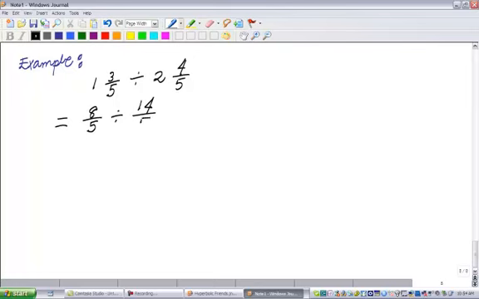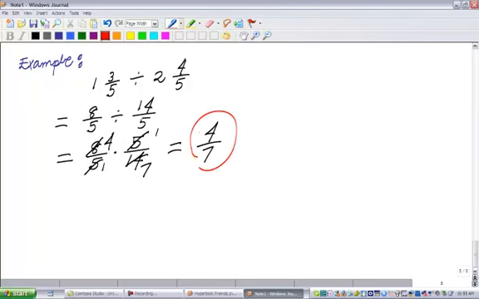Plus 4, so 14/5. Okay, how do I divide a fraction with another fraction? I convert to multiplication. 8/5 multiplied with what? 5/14. I have to take the reciprocal of the second fraction. Yeah, and then I can get rid of the common factors. So 5 and 5 cancel out. And then between 8 and 14, if I divide by 2, I get 4 here. If I divide by 2 here, I get 7, right? So at the end, I'm getting 4 divided by 7. So that's my final answer, okay?